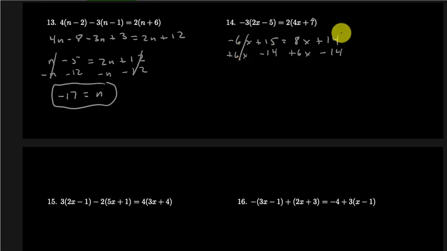And so the 6x's cancel, the 14's cancel. We're left with 1 is equal to 14x. All right, divide both sides by 14. I get x is equal to 1 over 14. And there's your answer.